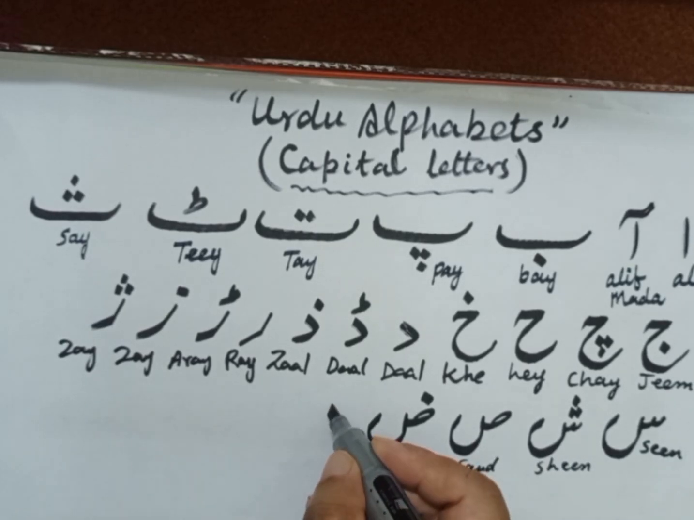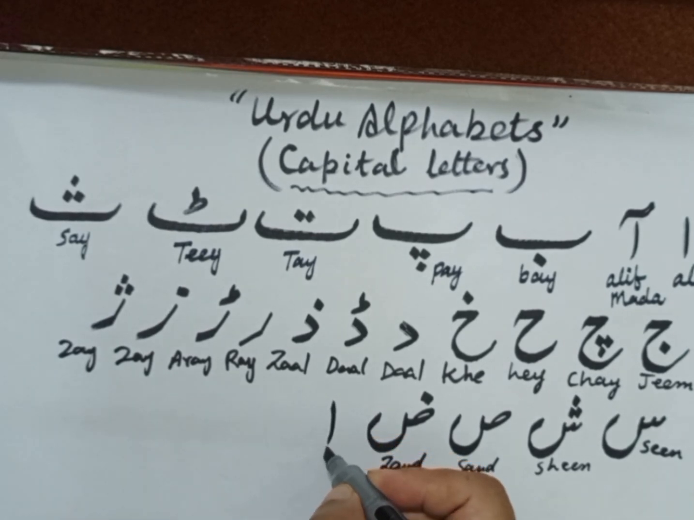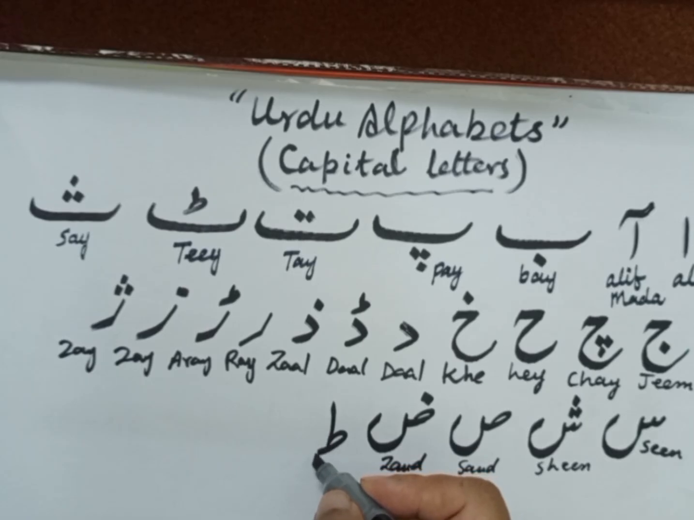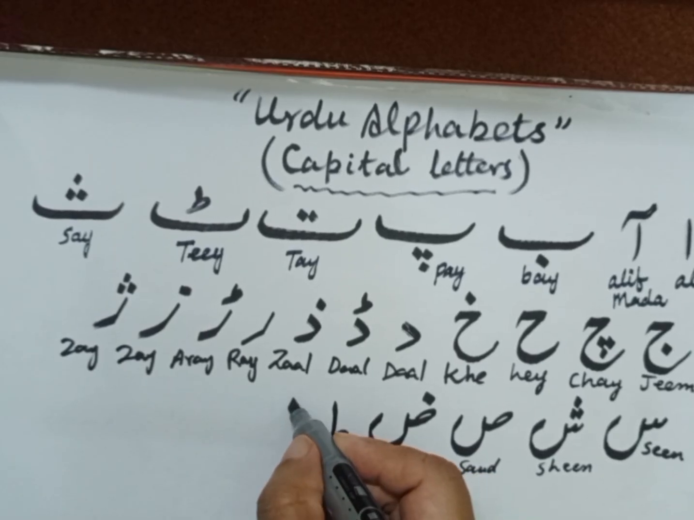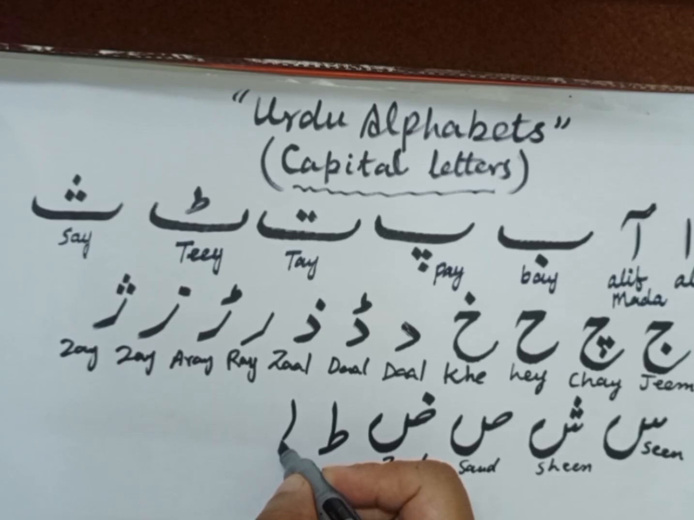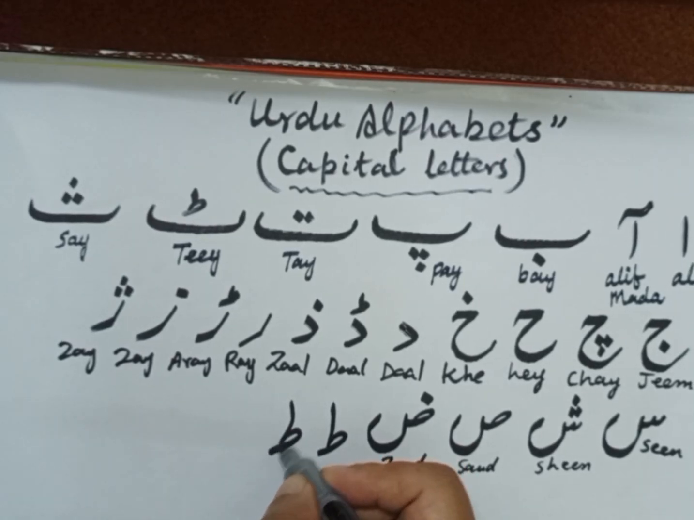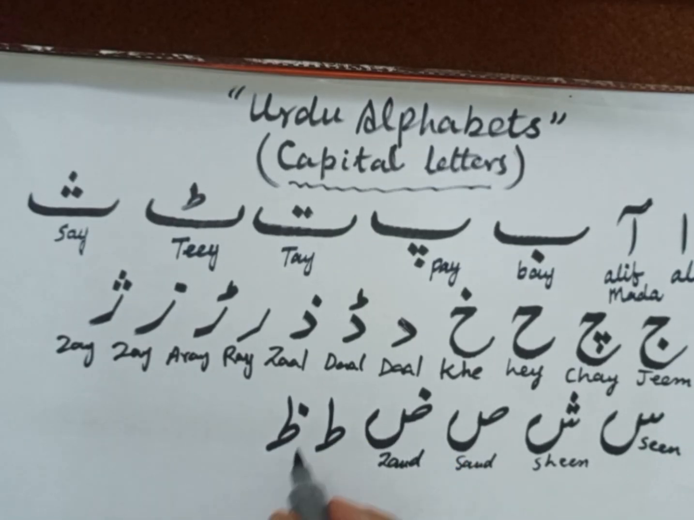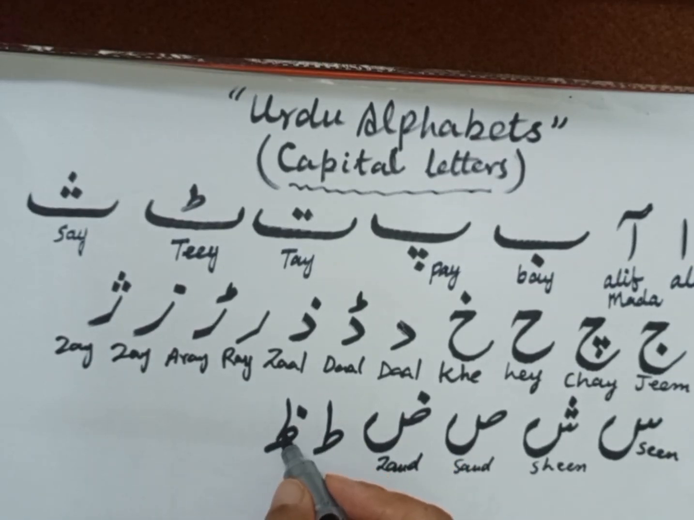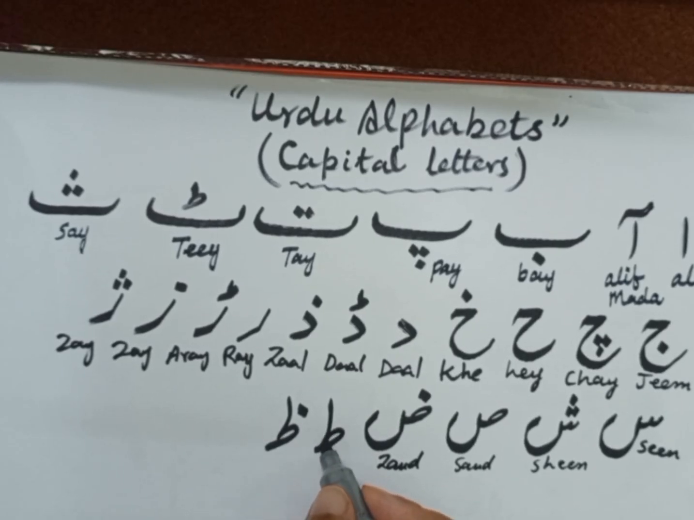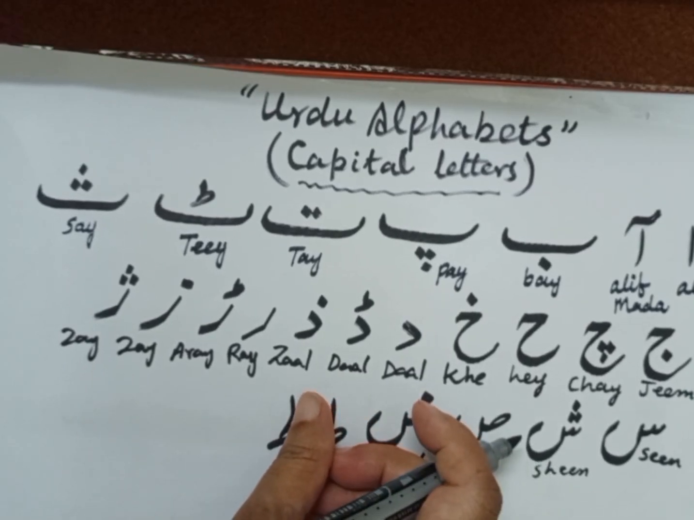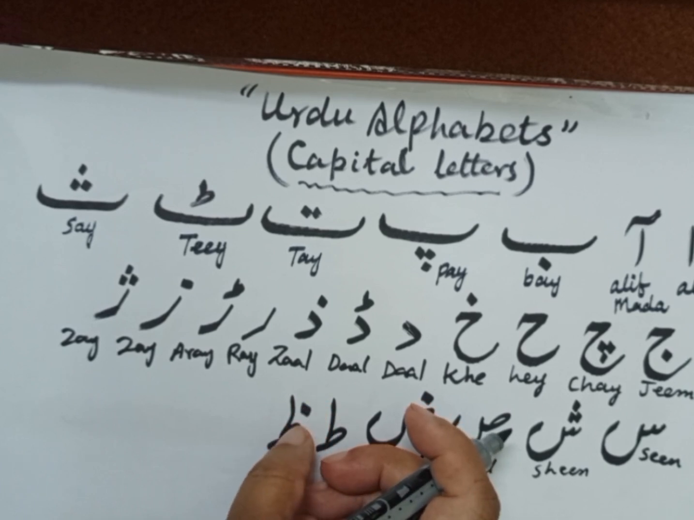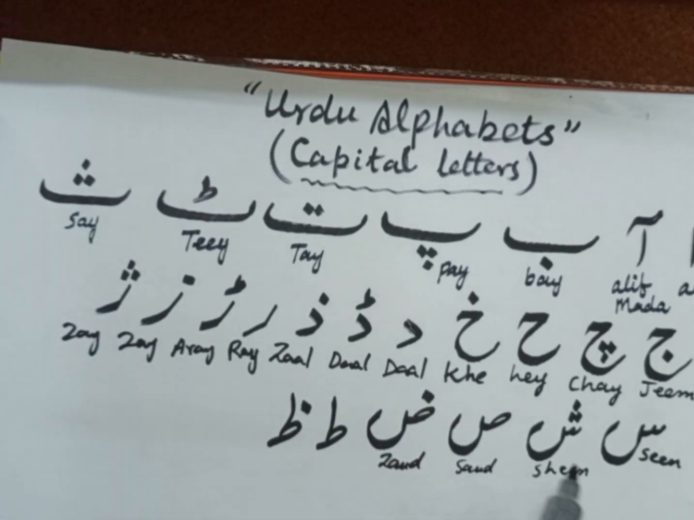After that, toy. Draw like a leaf and make a circle like this, oval shape. This is toy. Again make toy, but the difference appears when placing one dot here. With a dot it becomes zoe. If I do not place a dot here, it is toy, but when I place one dot, it becomes zoe. Seen, sheen, swad, zwad, toy, zoe.